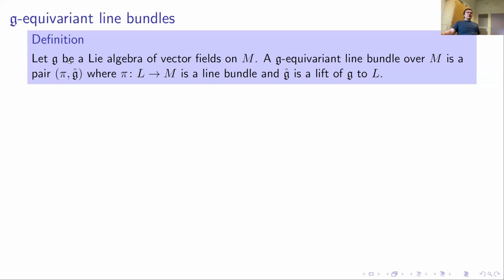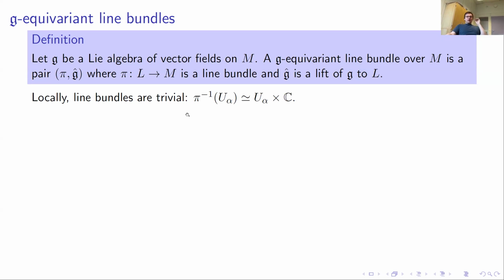So let g be a Lie algebra of vector fields on M. We define a g-equivariant line bundle over M to be a pair of a line bundle L over M and a lift g-hat to the total space. Lift in the sense that I showed on my previous slide.